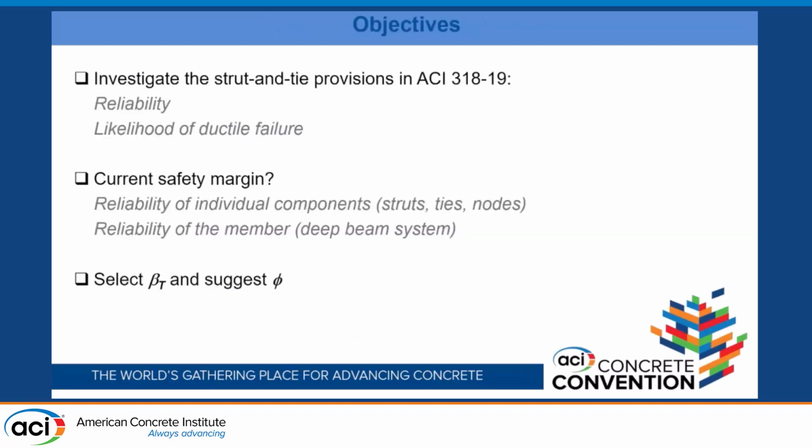And that is what motivated this research, where we investigate the strut and tie provisions regarding the reliability and also the likelihood of observing a ductile failure. I'll talk more about that when we start digging into the results. We also determined the current safety margin, which had not been done before, for individual components and for the whole member, for which we use a deep beam as an example. Then we selected an appropriate target based on current designs and suggested phi factors accordingly.